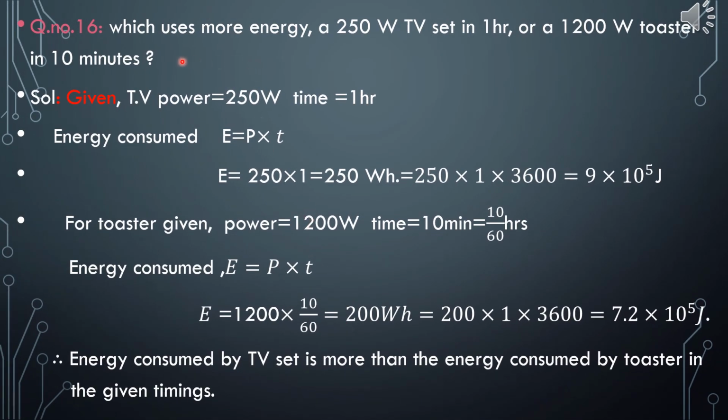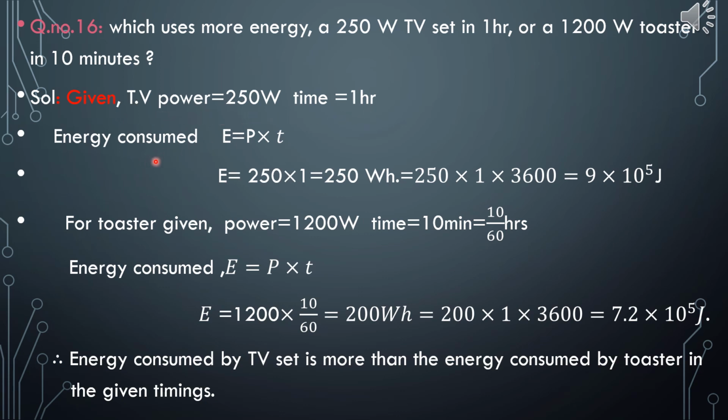Now question number 16, which uses more energy? A 250 watt TV set in 1 hour or a 1200 watt toaster in 10 minutes? First write the given, children. TV power is given 250 watt, time is 1 hour.